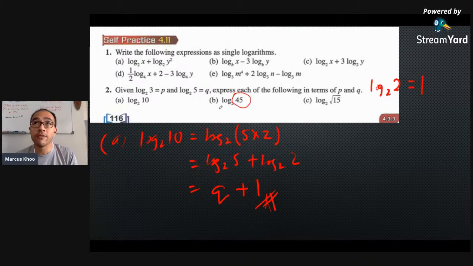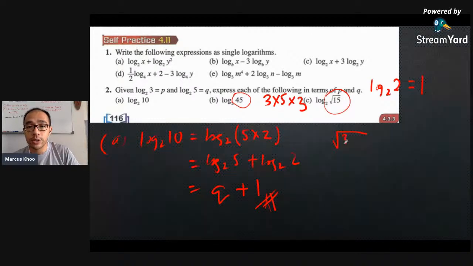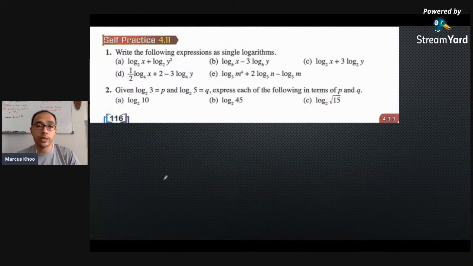Let's think about this. 45 is 3 times 5 times 3. Yeah, 3 times 5 times 3. So you can expand this further. Okay, how about square root of 15? Square root of 15 is 3 times 5, so it's 3 times 5, the whole thing, square root. Okay, so you want me to do this for you? Okay, let me do this now.